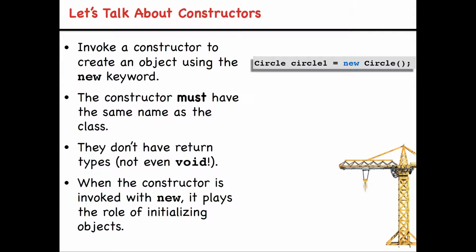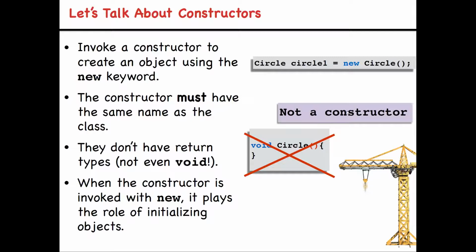The constructor must have the same name as the class. That's the requirement. It has to be the same name. And it doesn't have a return type. There's no return type listed, not even void. So this void Circle, this is not a constructor. It will work, but it's not considered a constructor. So you can have it in your code, but it will not work as a constructor.